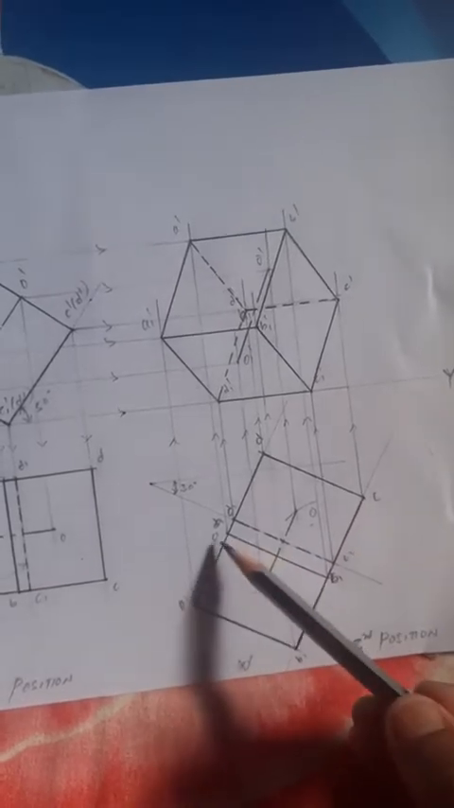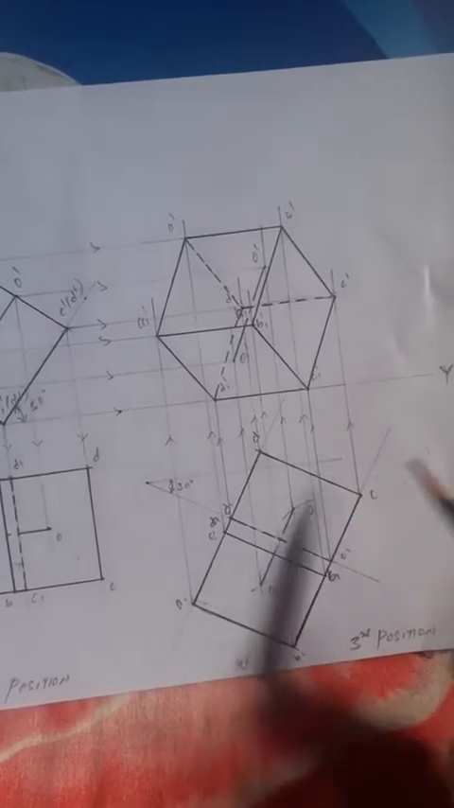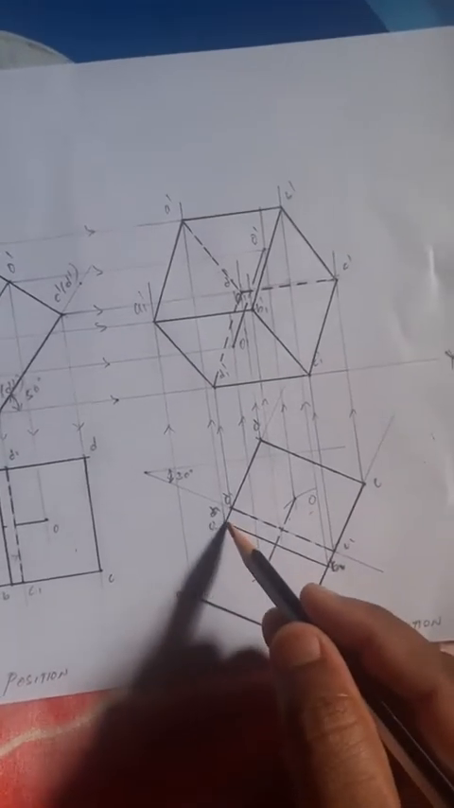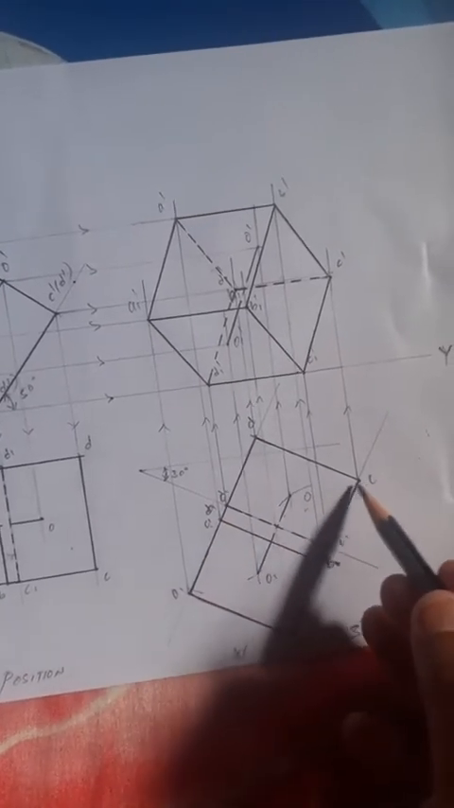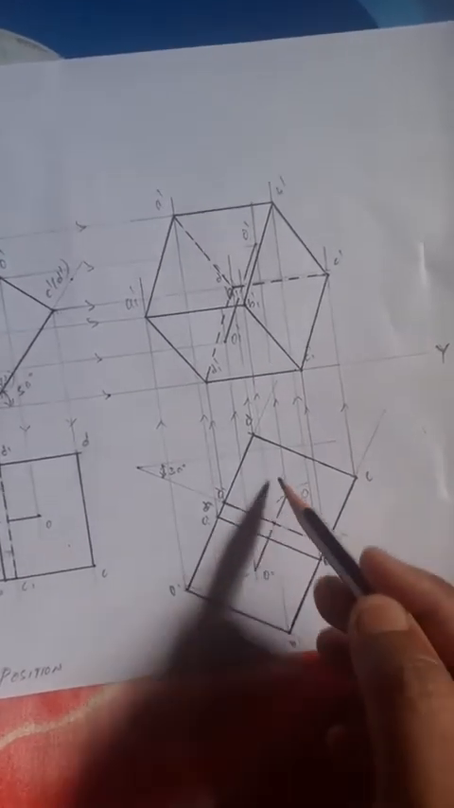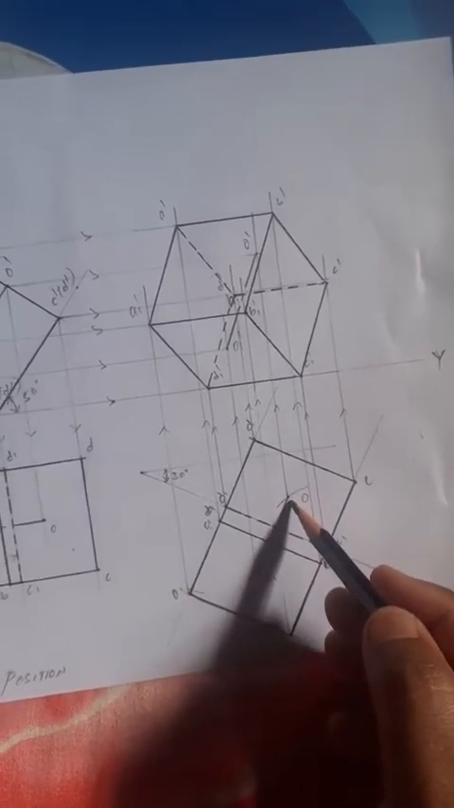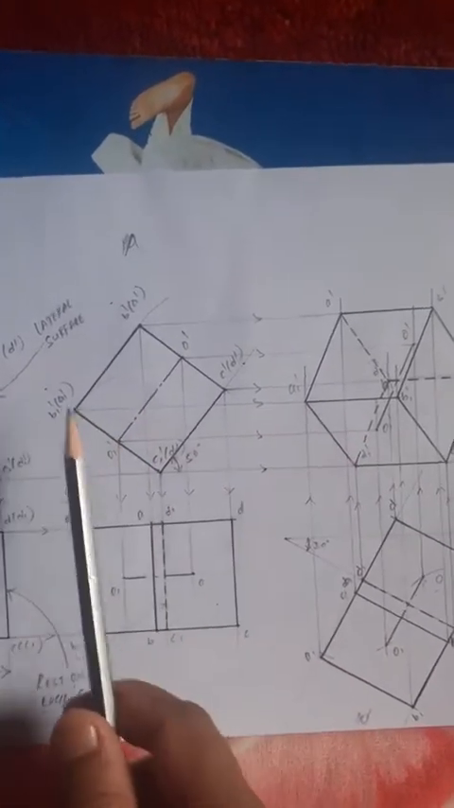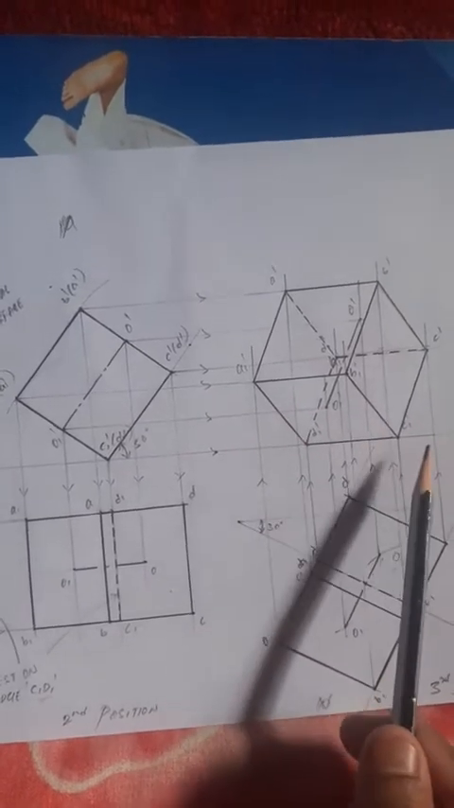Similarly, the top face is A, B, C, D, right? Then just join them, draw the diagonals A to C and B to D, and the intersection point will give O. Right, that completes our third position, top view. Then draw the vertical projectors from the base corners. First draw vertical projectors from the base corners and horizontal projectors from the base corners in the second position front view. The intersection points you name as A1 dash, B1 dash, C1 dash, D1 dash.